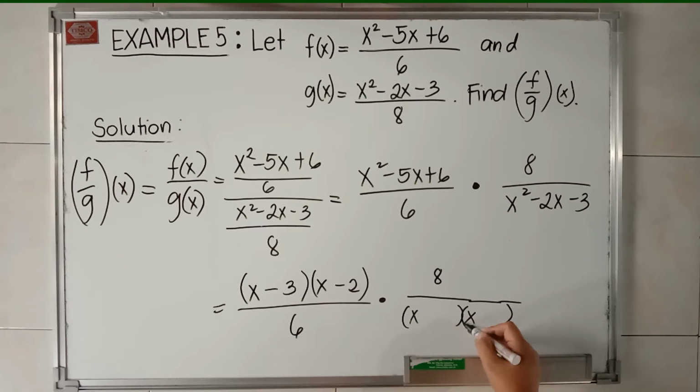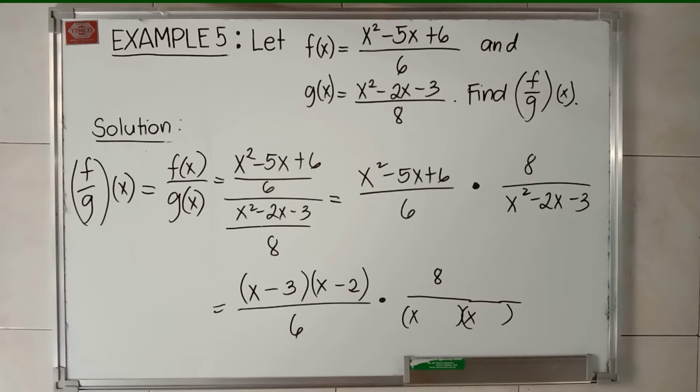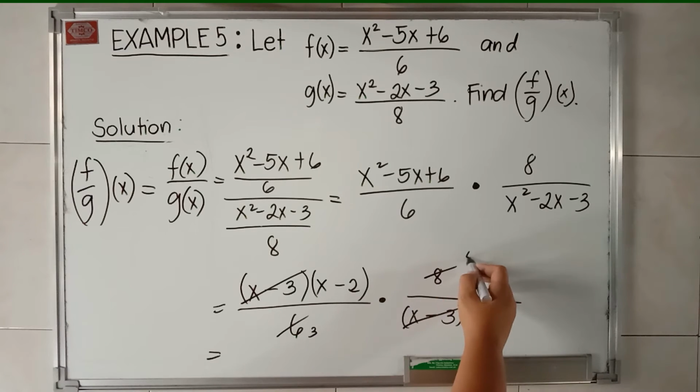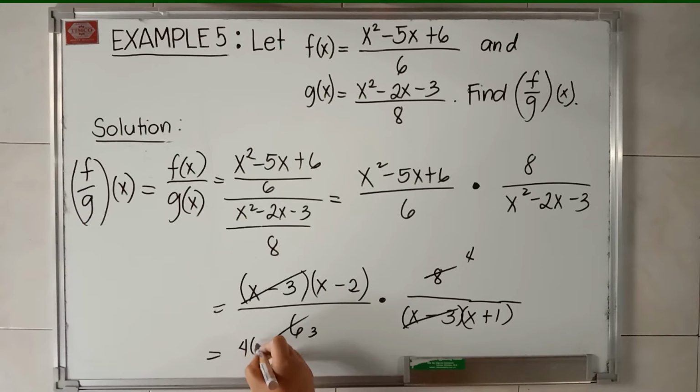Square root of x squared is x. The factors of negative 3, when you add it, you will have negative 2. So we have 3 and 1, and x minus 3 and x plus 1. So we can cancel x minus 3 and reduce 6 and 8. So 6 becomes 3 and 8 becomes 4. So what remains is 4 times x minus 2 over 3 times x plus 1.